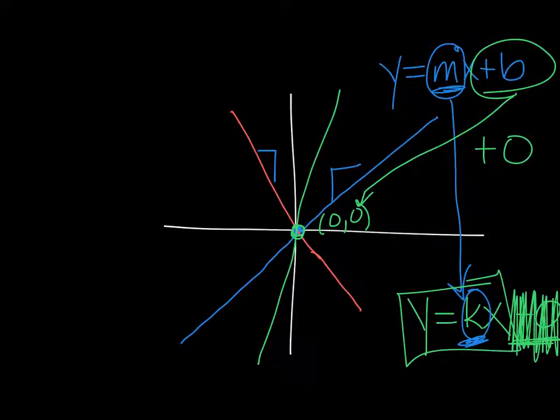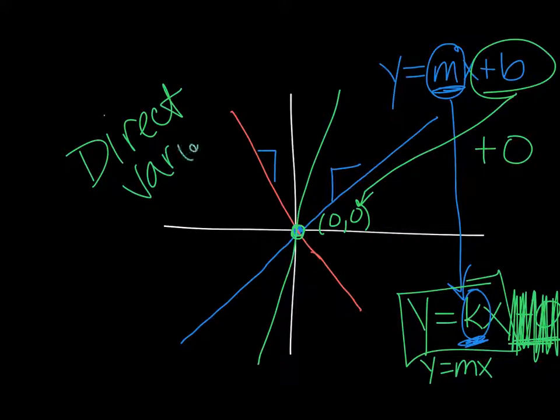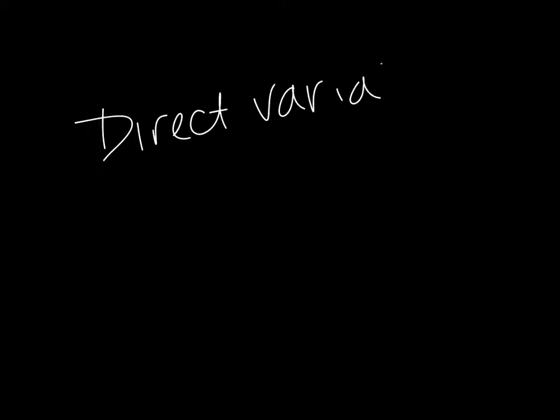If you really don't like the k, you can write y equals mx. It's the same thing. But what we call this is a direct variation. And so a direct variation is just saying that it goes through the origin, and it's y equals kx. So let's look at an example. Say that I tell you you have a direct variation and the point (4, 6) is on that.